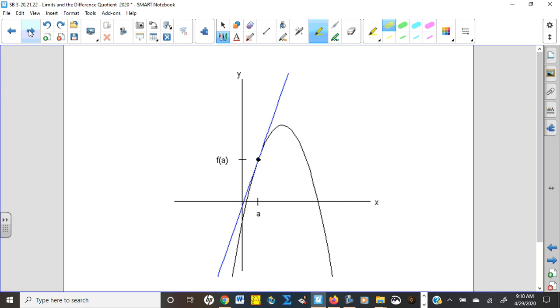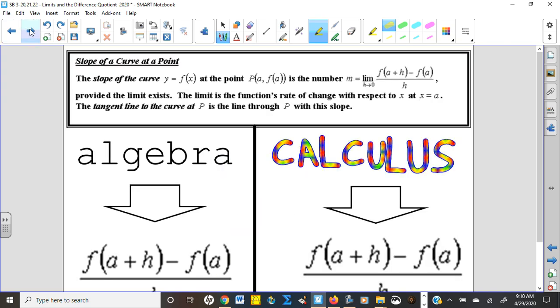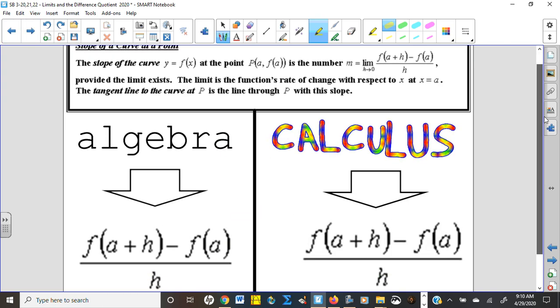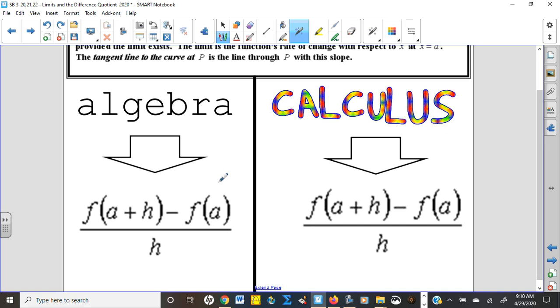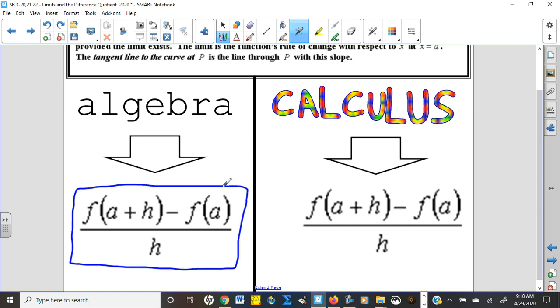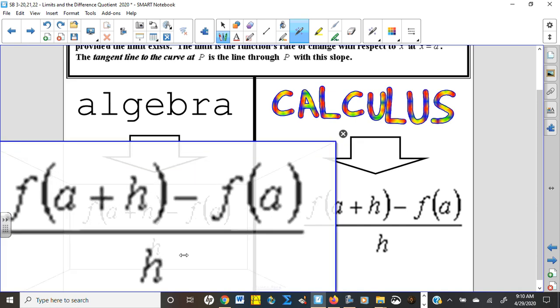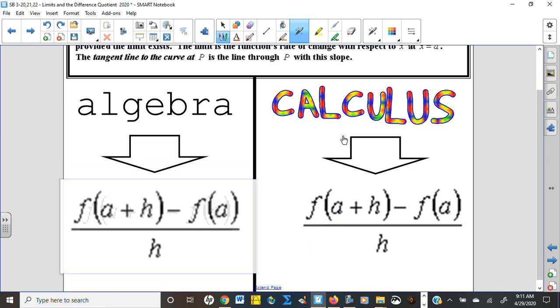And that's when h has approached 0. So algebra is slope. Algebra is y minus y over x minus x. I know this doesn't look like y minus y over x minus x, but remember when we subtracted the x values, the only thing that was left was the difference between the x values, which was h, right? And f of a plus h and f of a are the two y values. So it really is just y minus y over x minus x.